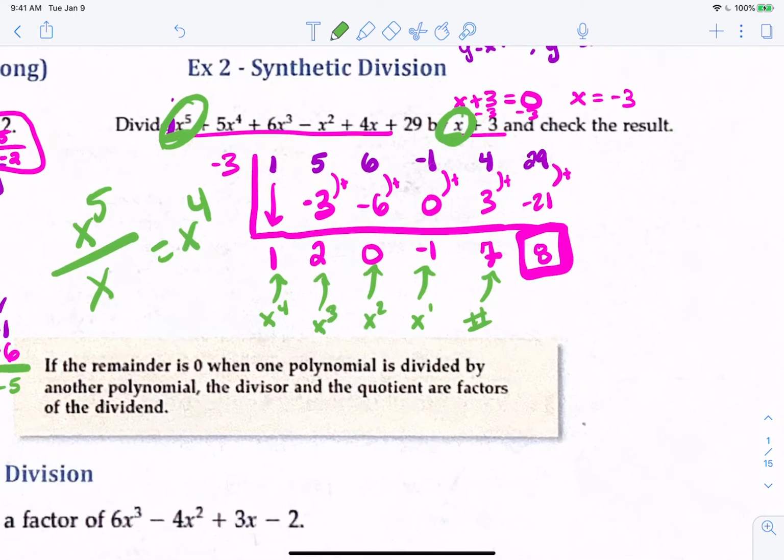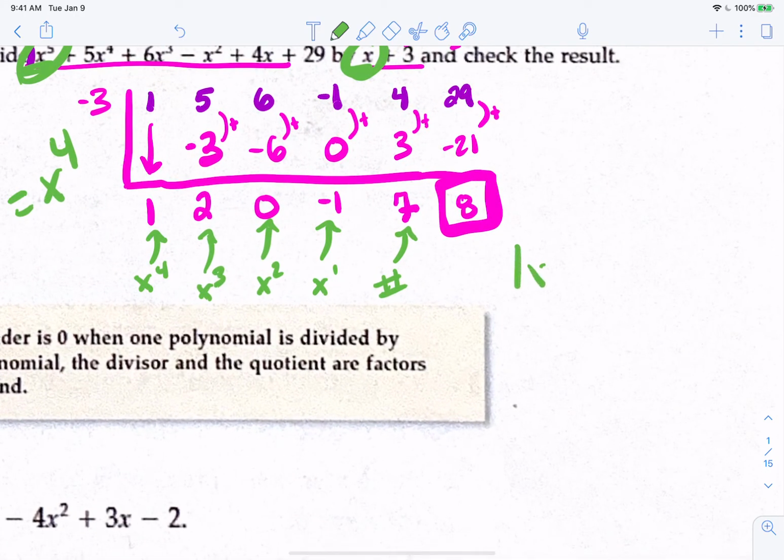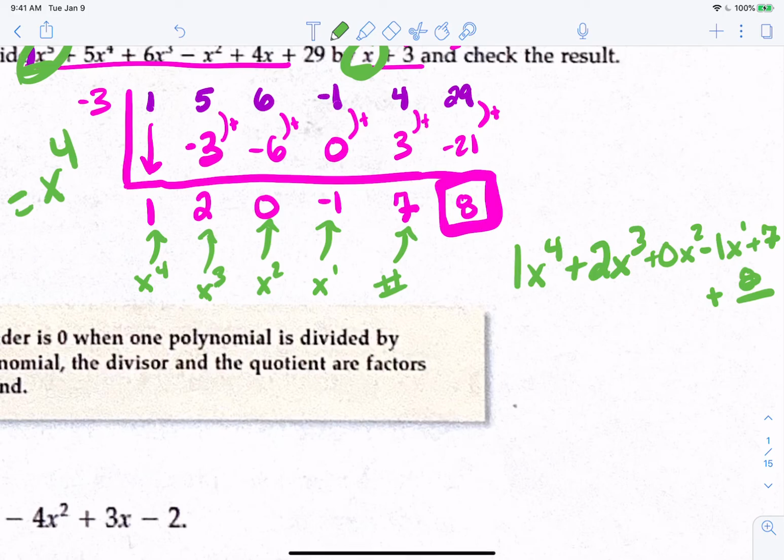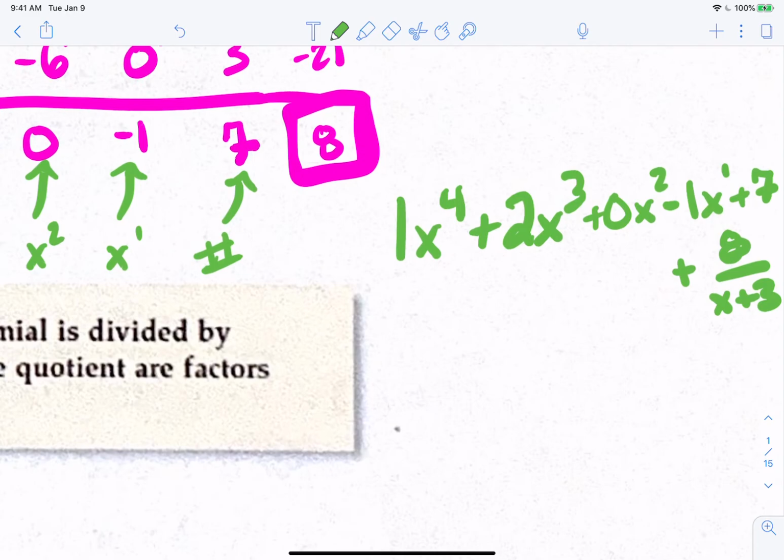Okay, so let's build him back. We have 1x to the 4th power. Then what? Plus 2x to the 3rd power. You see this? Plus 0x to the 2nd power. Minus 1x to the 1st power. Plus 7. Plus 8 over, what were we dividing by? X plus 3. Yeah. Okay, so that's what he will look like.